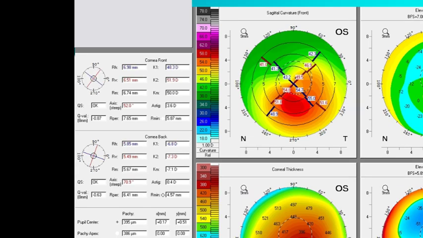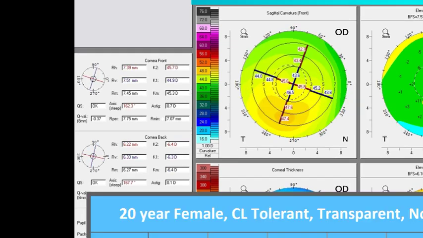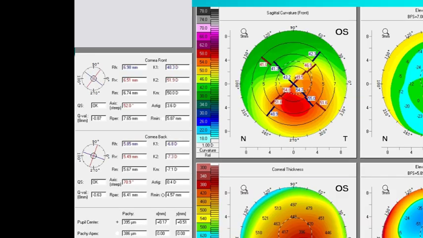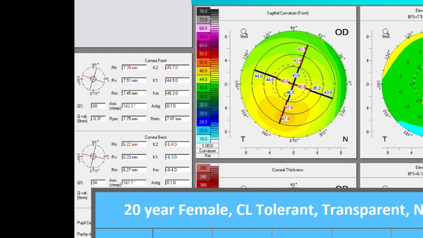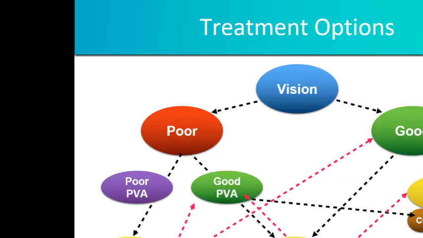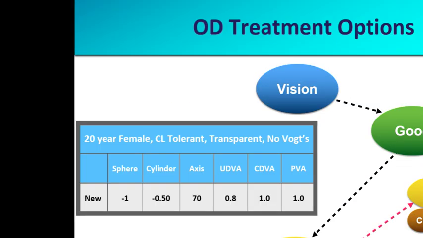Aha, this is the left eye. This is the right eye. This is the left eye. Okay, so maybe I'm going to talk about this eye, the left eye, which has -7 sphere, -3 cylinder, axis 125, uncorrected is 0.05, best corrected is 0.8, and the potential visual acuity is 1. Now what to do for this eye?